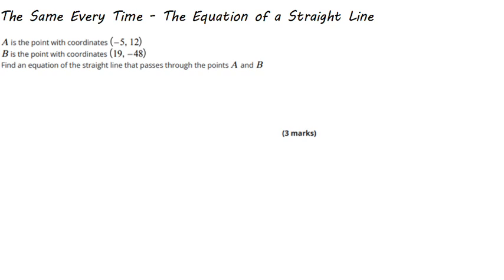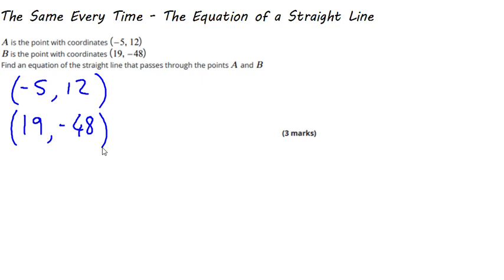A is the point with coordinates -5, 12. Write that down. And B is the point with coordinates 19, -48. Find the equation of the straight line that passes through the points A and B.